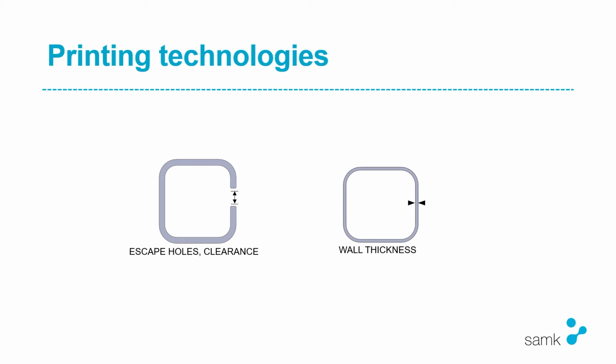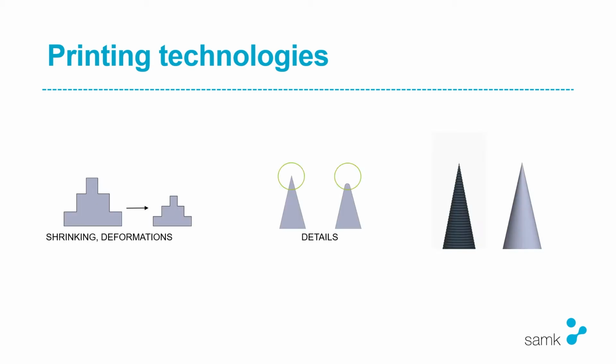And when talking about printing aluminum, escape holes should be 4 millimeters. And if there are several escape holes, then it should be around 2 millimeters. Clearance, again, 2 to 4 millimeters in between each part. And the wall thickness for the aluminum parts should be 1 millimeter. What about then the shrinking and details?